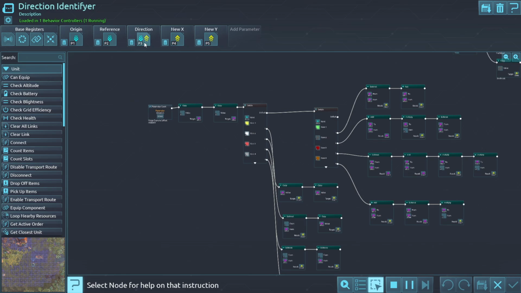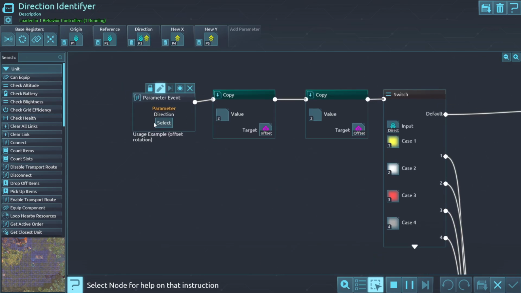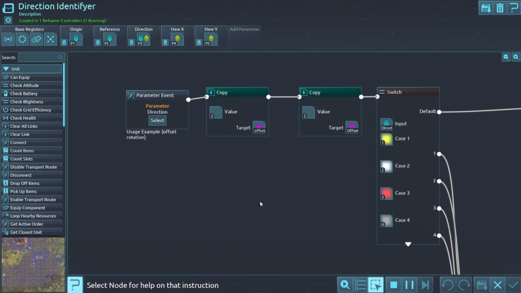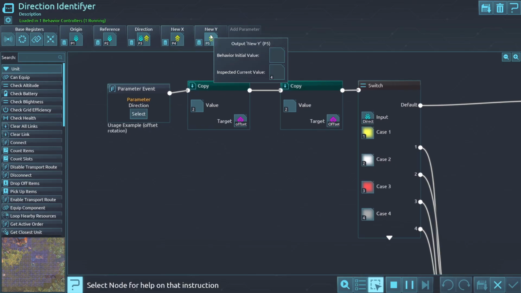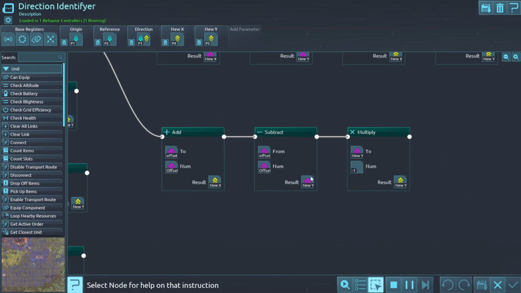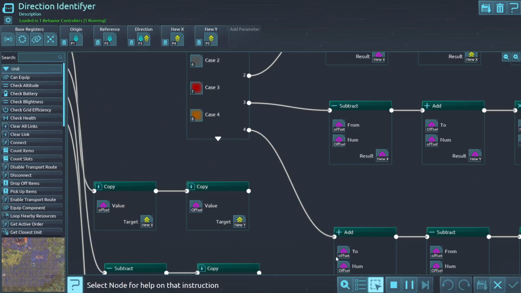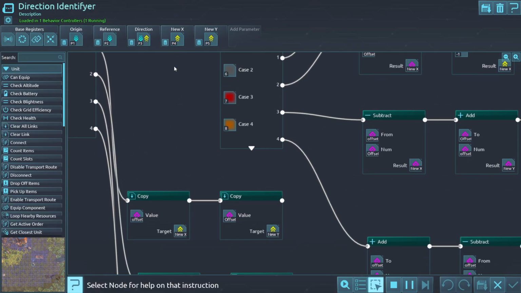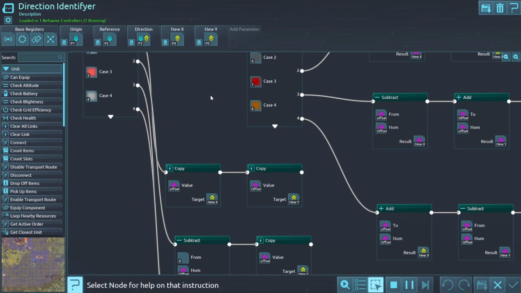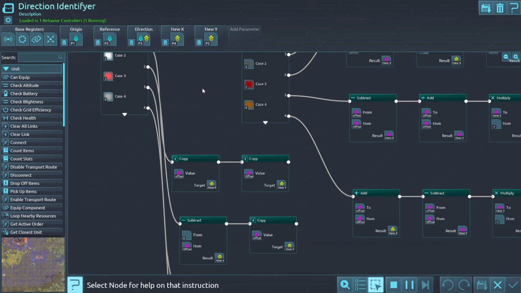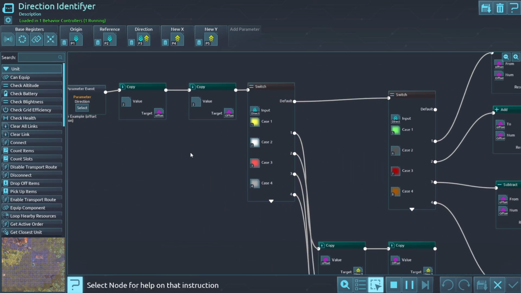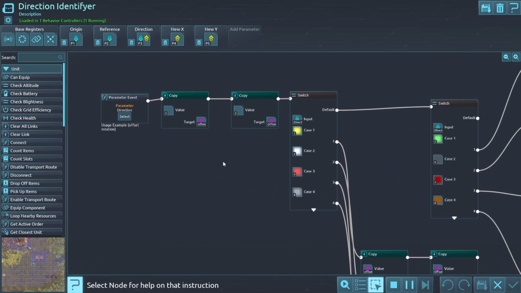All you need is the input of the direction. Right now I'm running it on a parameter event, but you would just use this direction as an input, and then you could output either the X and Y separately, or combine the X and Y and output them together as a single parameter. That'll give you your new offset so that you can run your formations. The way that works is really simple.